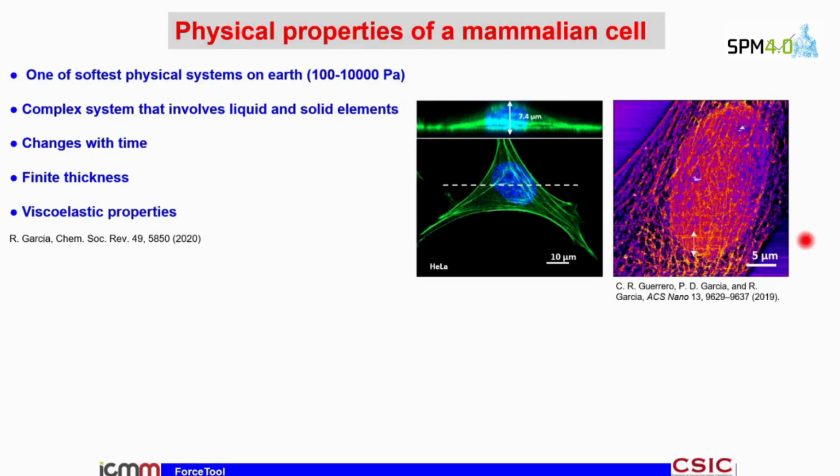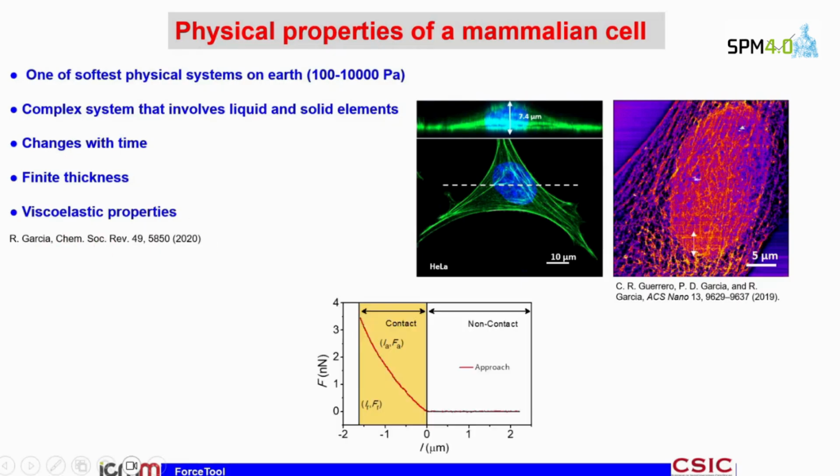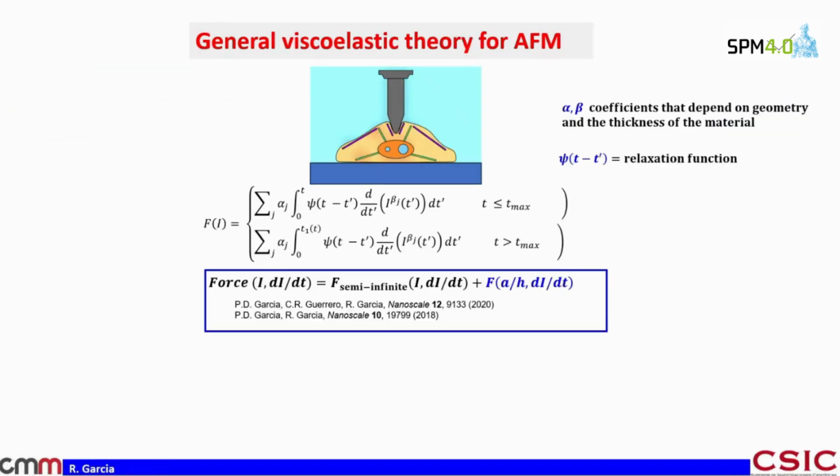It has a finite thickness, which is a problem for contact mechanics models, and it's viscoelastic. So actually, why is it viscoelastic? Well, we know that. You take a curve approaching, you go along this red line. If you withdraw the tip, you go along the blue line, and the area in between is the energy that was dissipated due to viscoelasticity.